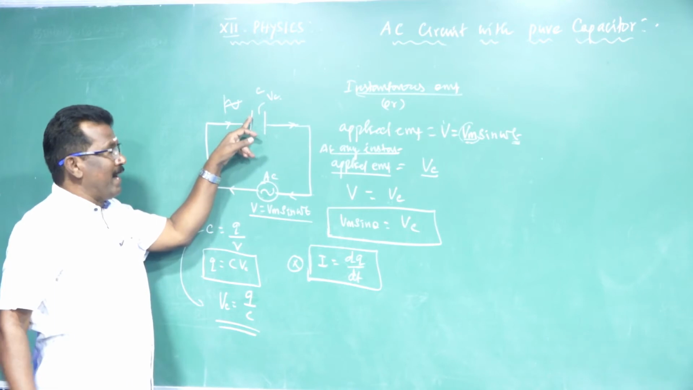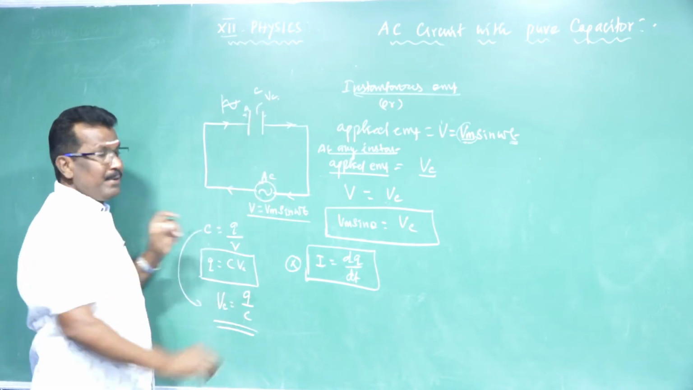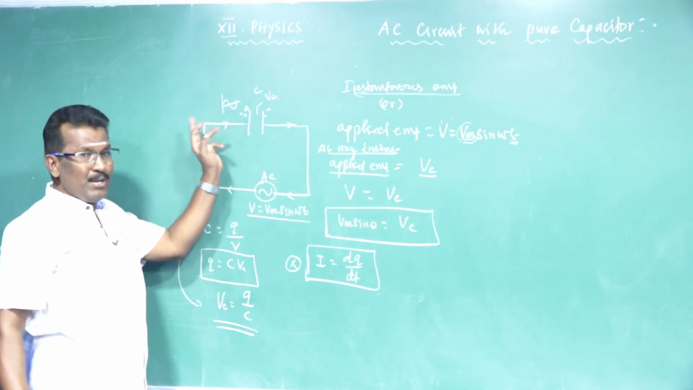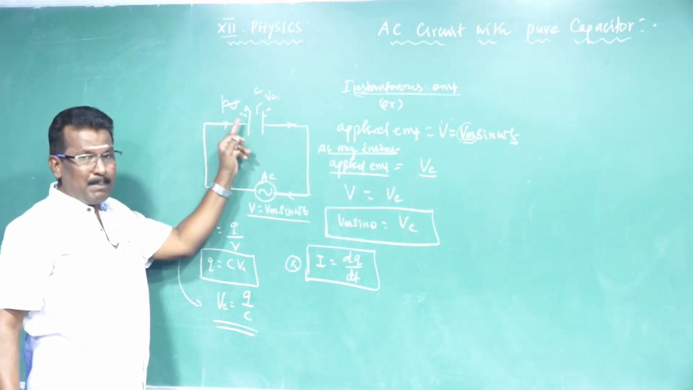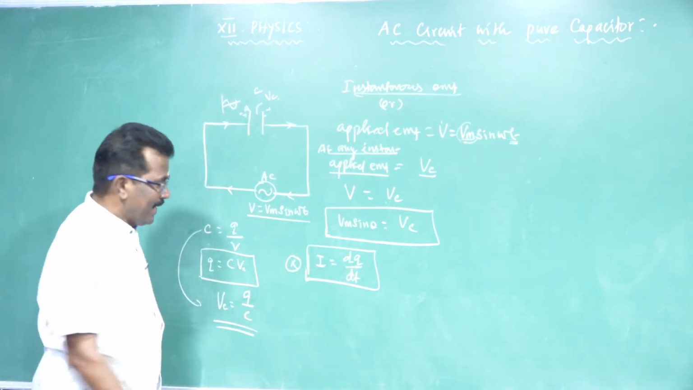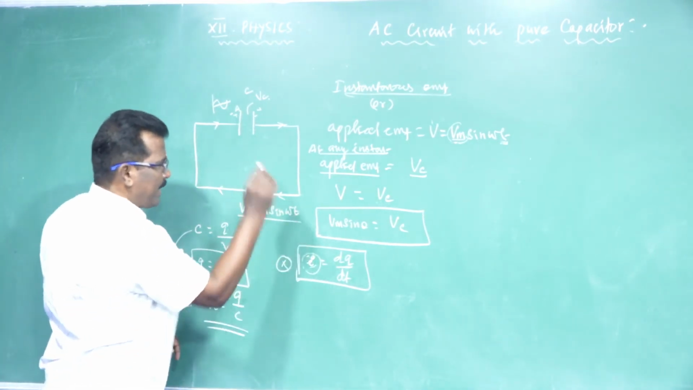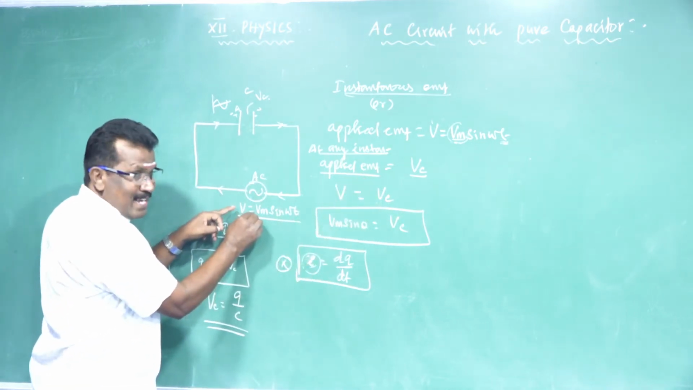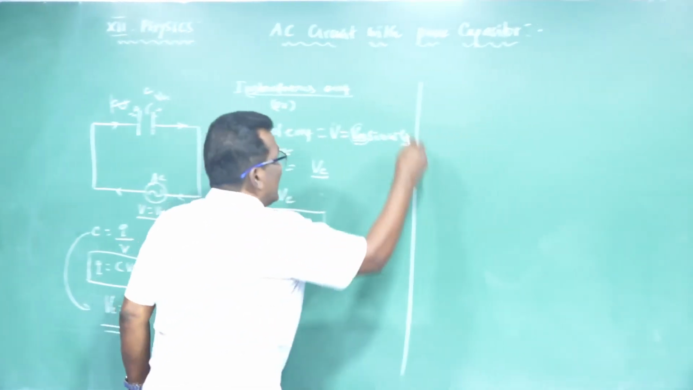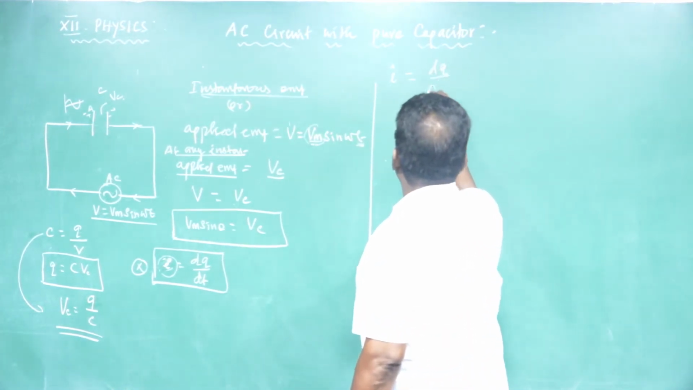During the positive half cycle, plate A is positive and the other plate is negative. During the negative half cycle, the polarity reverses. So in every half cycle, charge accumulates between the plates and potential develops. So I is equal to dq by dt. It is the instantaneous current. V represents the instantaneous EMF and I represents the instantaneous current. So instantaneous current I is equal to dq by dt.